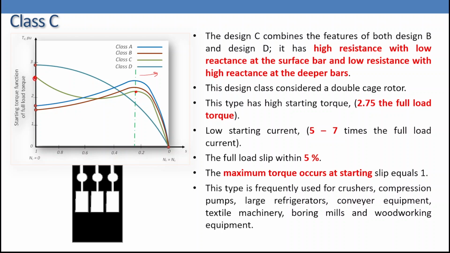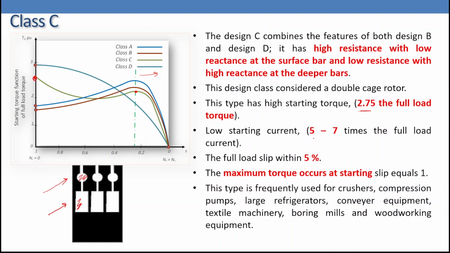It's characterized by high resistance with low reactance at the surface. As we can see here, the slots consist of 2 parts. So this part is characterized by high resistance with low reactance at the surface, and low resistance with high reactance at the deep bar. So they call this machine a double cage rotor. This type has high starting torque because we have high resistance at starting, as if we increased the resistance of the rotor. So we have high starting torque, almost 2.75 to 3 times, in some cases, the full load torque.